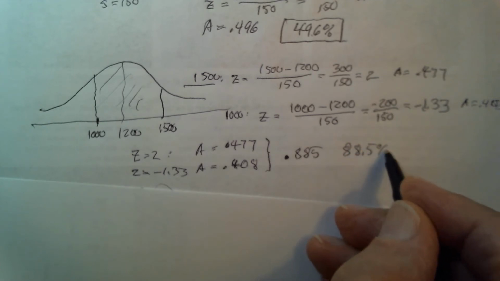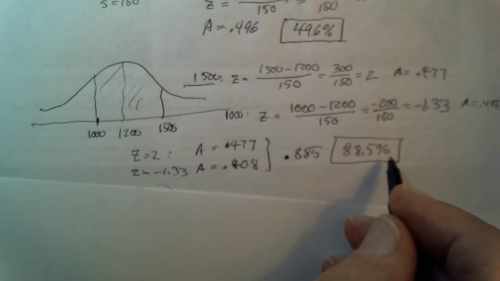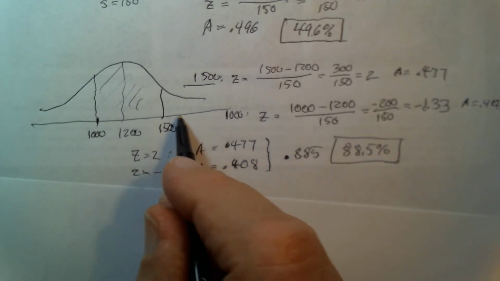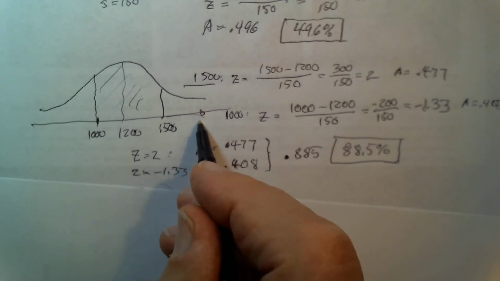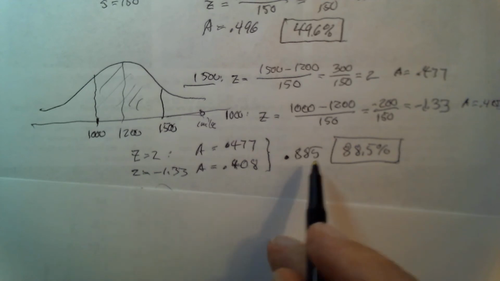Or 88.5% of drivers drive between 1,000 and 1,500 miles. Again, this is miles here. So there would be 88.5%.